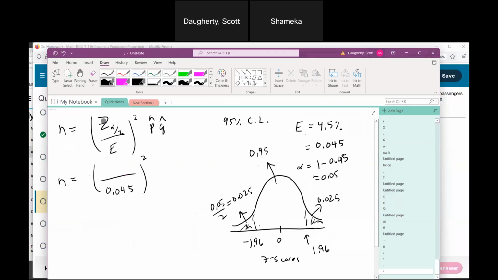Okay, so this number here is always associated with the confidence level. In fact, if it's a 95% confidence level, you'll always get 1.96 for this number. If you change it to 99%, then you're going to get a different number. You'll have to figure out what that is. If you do a 90%, you'll get a different number. You have to figure out what that is. But for 95%, it's always 1.96.